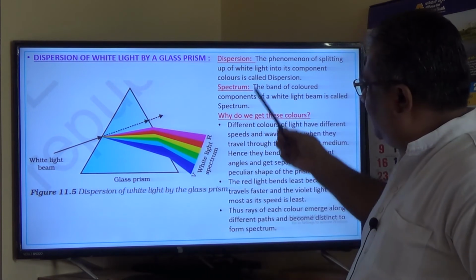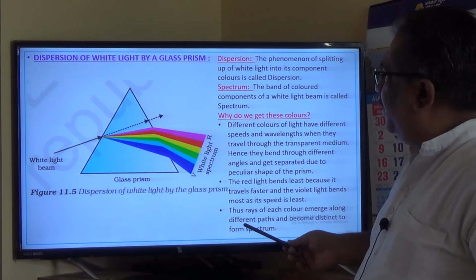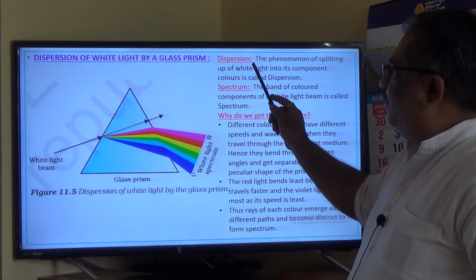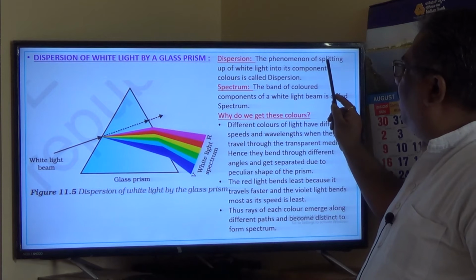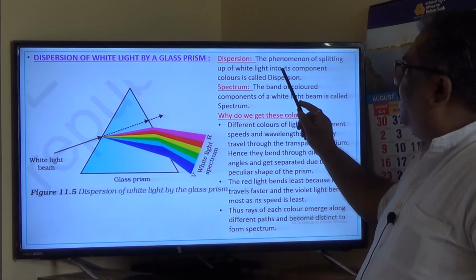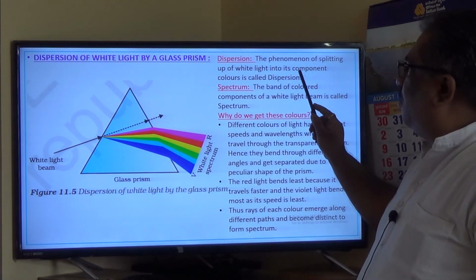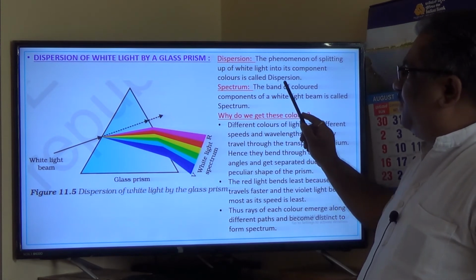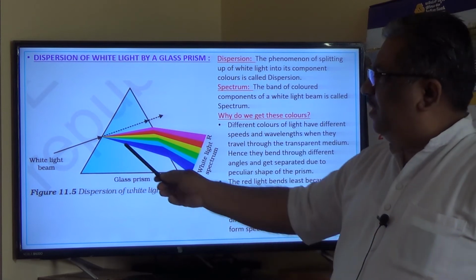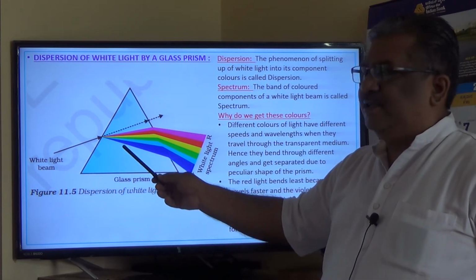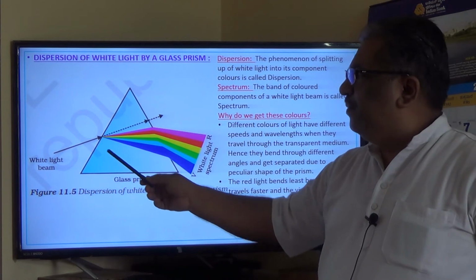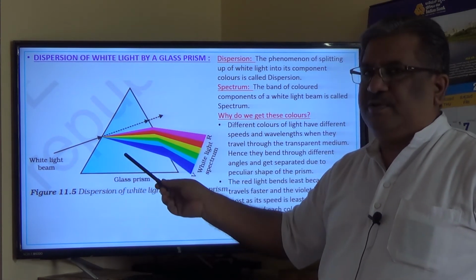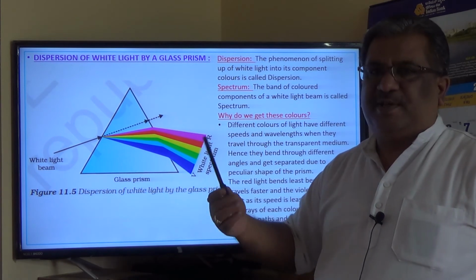Let us see a couple of very important things enumerated over here. What is dispersion? The phenomenon of splitting up of white light into its constituent colors or component colors is called dispersion. That means here I can see the dispersion taking place.